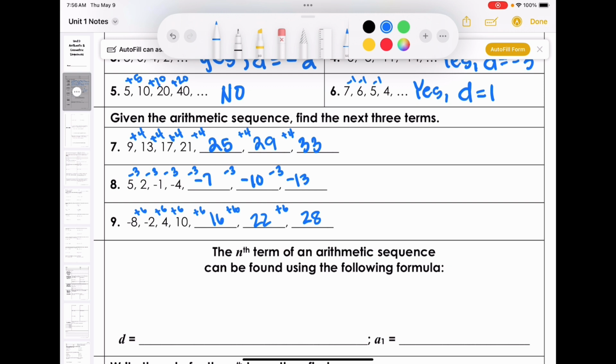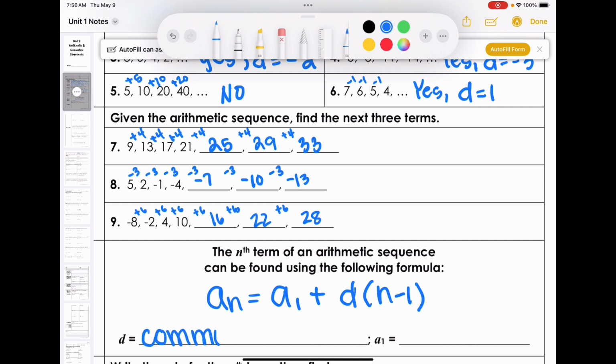So we have an arithmetic sequence formula, and this is to help us find the nth term of the sequence. Okay, so I can say I want you to find the 1,000th term of the sequence, and if you have this formula, then you are able to find that term without sitting there and counting out 1,000 terms of that sequence. So the formula is A_n equals A_1 plus d times (n minus 1). D is our common difference, and A_1 is the first term of that sequence.